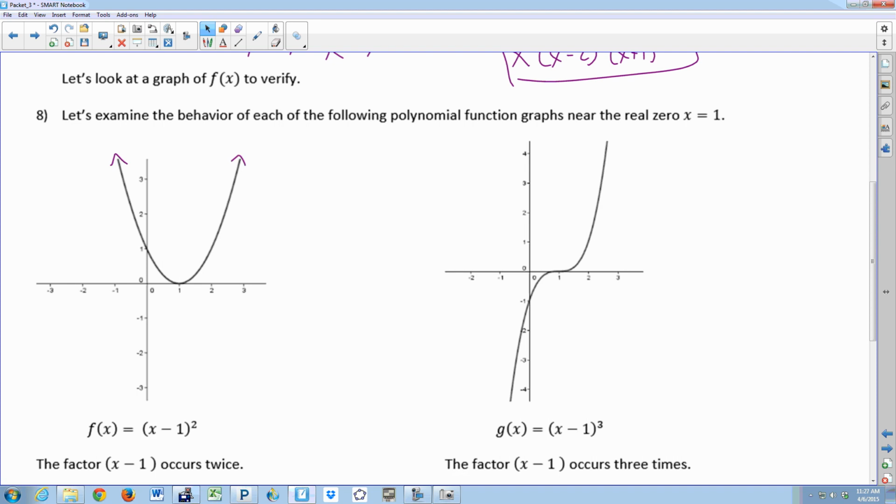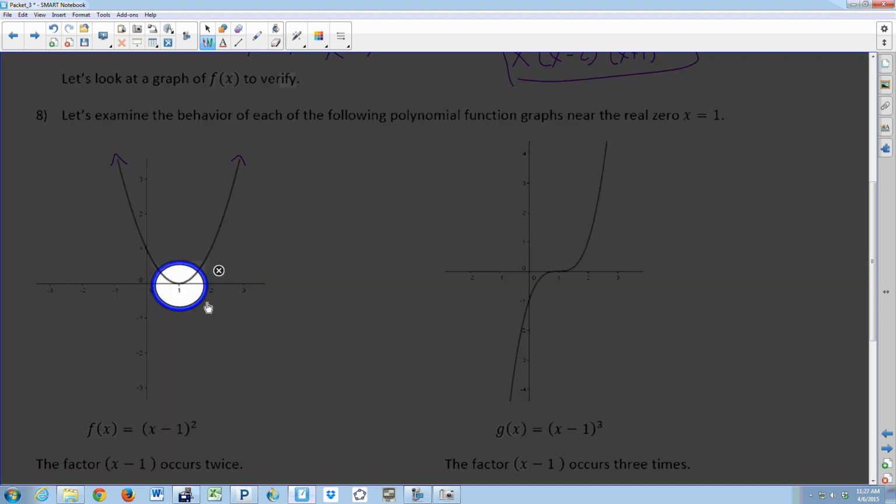This says, let's examine the behavior of each polynomial near the real 0, 1. Here's a 0 because y is 0 at 1, and here's a 0. But our function in each of these cases is doing 2 different things near there. So let's zoom in. Let's find that magic pen again. Under tools, magic pen. And let's just look right near the 0, and blow it up.